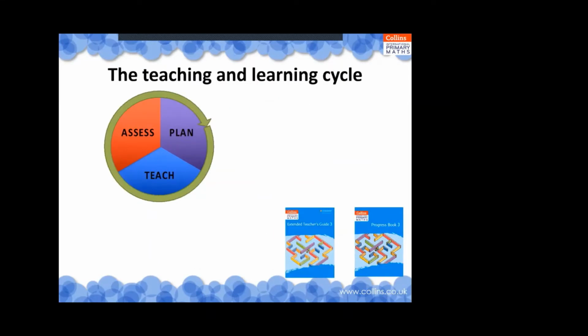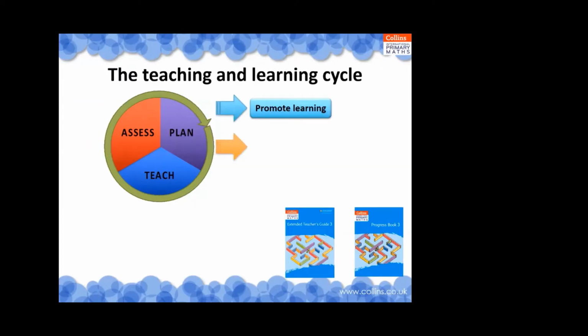At the heart of the scheme is the teaching and learning cycle. Effective planning, teaching, and assessment are the 3 interconnected elements that contribute to promoting learning, raising learners' attainment, and achieving end-of-stage expectations, or mastery.